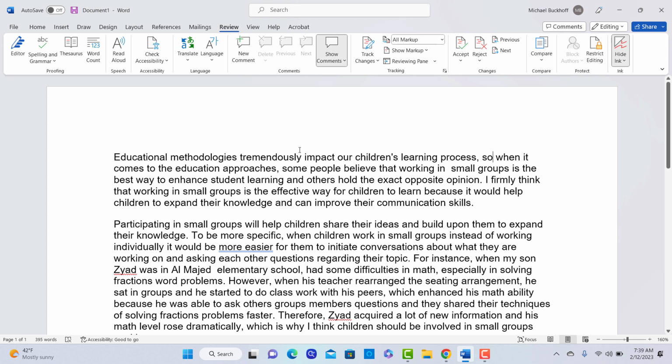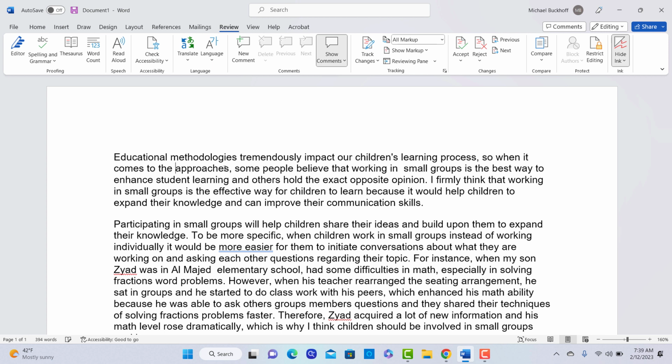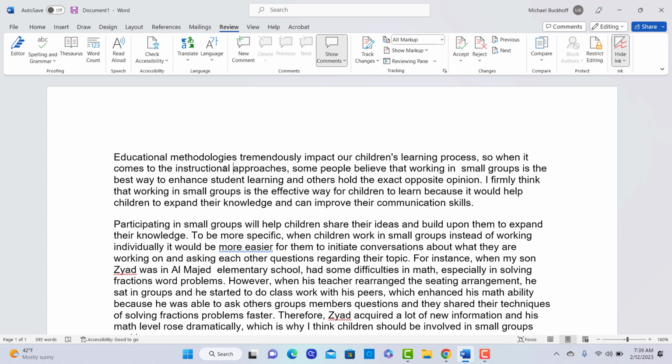So when it comes to the education, we said education already. Let's say instructional, so we don't repeat education twice. So when it comes to the instructional approaches, some people believe that working in small groups is the best way to enhance student learning, and others hold the opposite opinion.